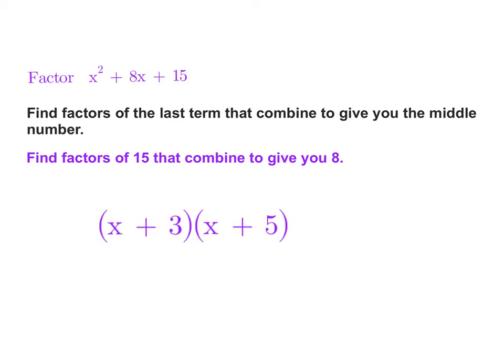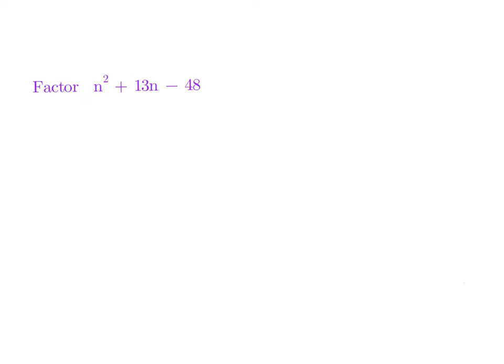Okay, the other type of example is when this last term is not positive. Now, if this was positive like this and this was minus, these would just both be minus. Okay, so let's look at that one. Here's one where it's negative. So I'm looking for factors of negative 48, which means one of them is positive and one of them is going to be negative. Okay, another way to think of it is the factors of 48 that subtract to give me 13, right?